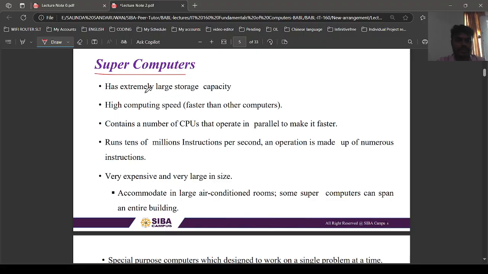More about supercomputers. They need an extreme amount of capacity. Maybe it's as large as this whole lab, and they have greater speed, contain multiple CPUs, and they can be operated in parallel. When it comes to a problem, one CPU is developing the solution while another is working in parallel. They run tens of millions of instructions per second. An operation is made up of numerous instructions, and operating such a machine is not an easy task. It's expensive because it's large in size, and also they consume large amounts of energy.